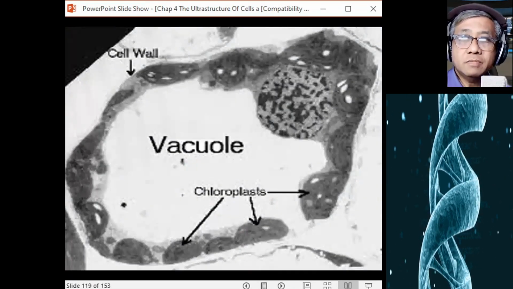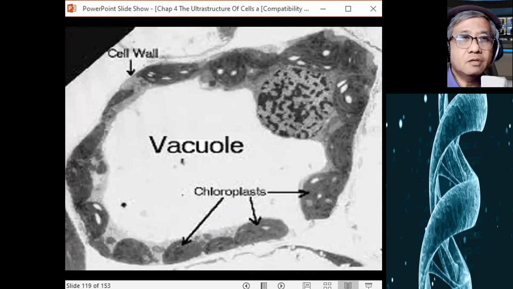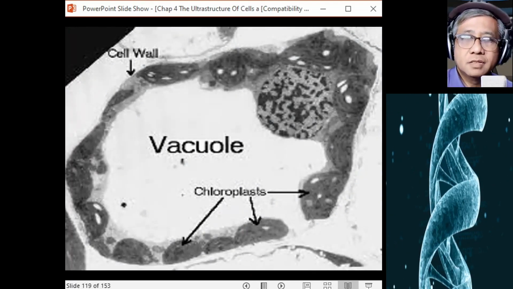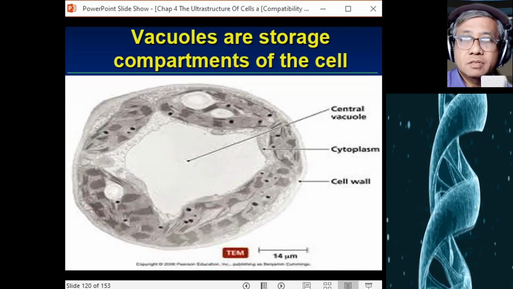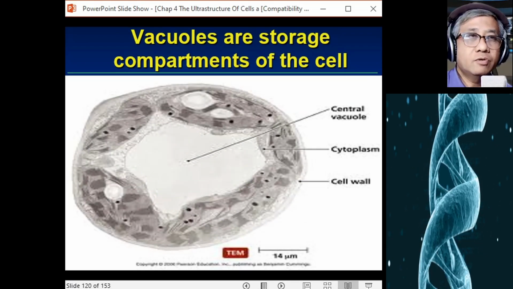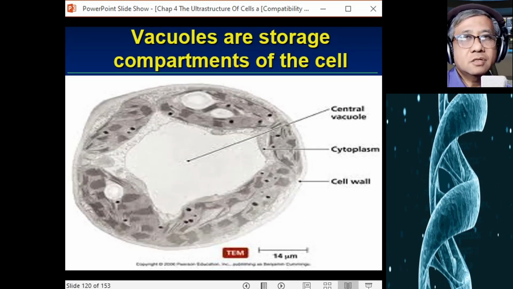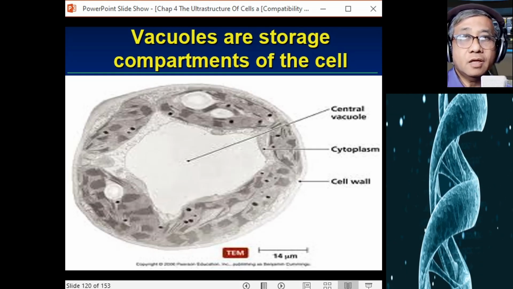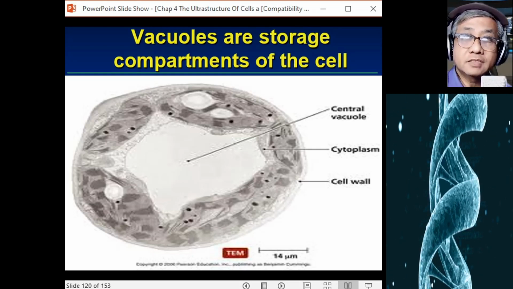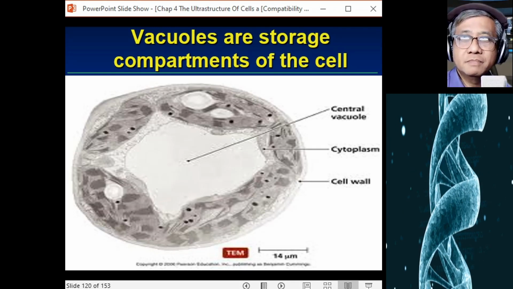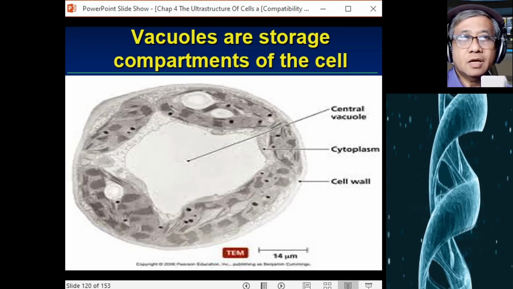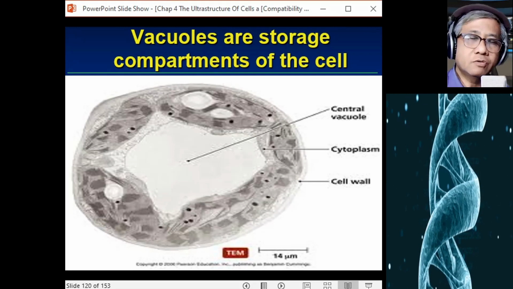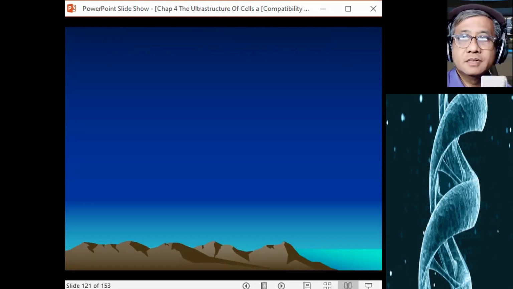Okay, and lastly, we have the vacuole for the endomembrane organelles. Now, the vacuoles, these are the storage compartments of the cell. For the plant cell, we generally call it a vacuole, but for the animal cell, we call it vesicle. For the plant cell, the vacuole contains water. For the animal cell, vesicles may contain other substances.